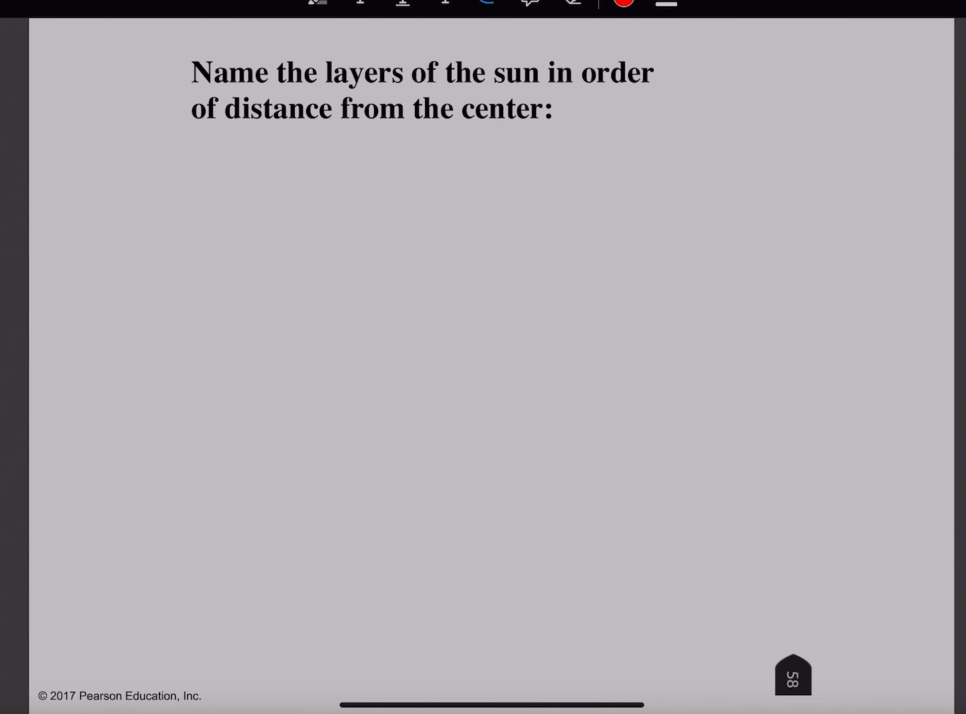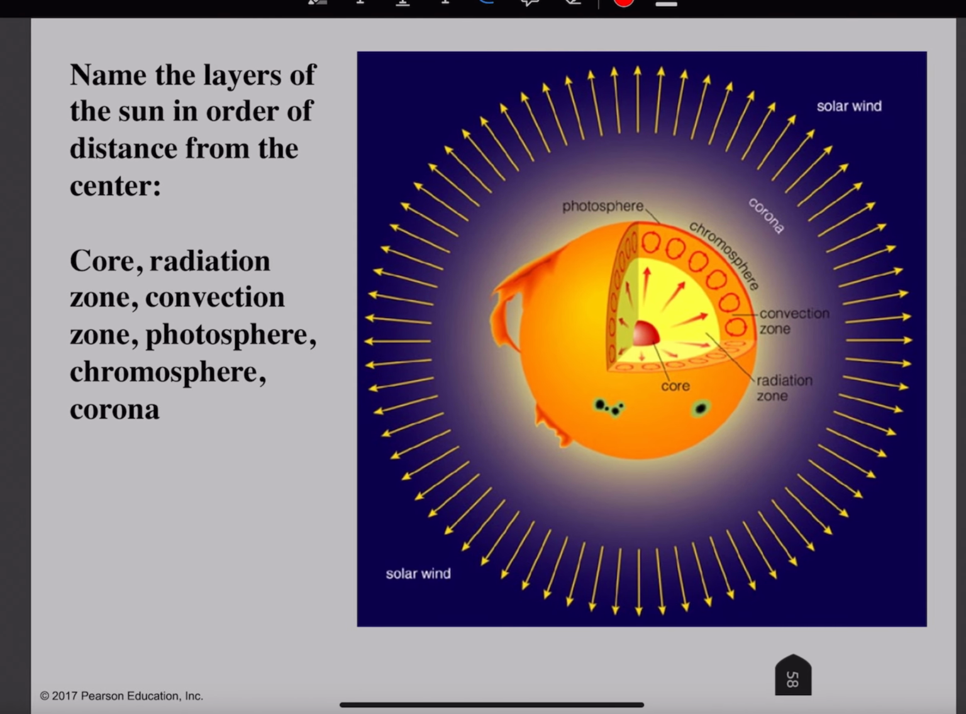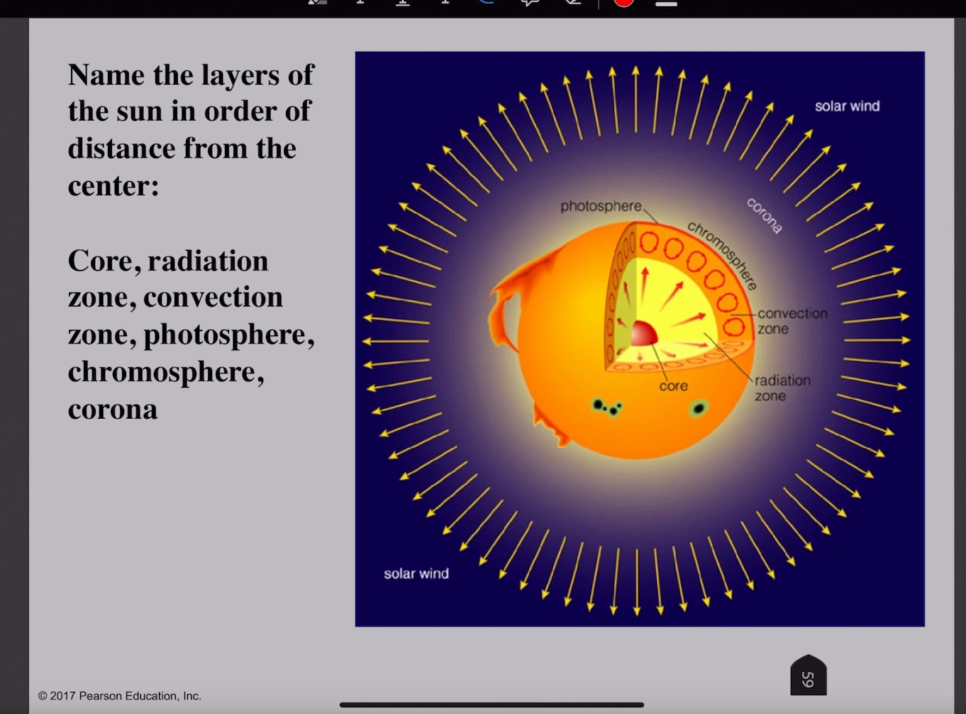Next one, name the layers of the sun in order of distance from the center of the sun. All right, so from the center of the sun outwards, you have the core, then the radiation zone, then the convection zone, and you reach the surface, which is the photosphere, and above that you have the chromosphere, and lastly you have the corona. So you can see them again here, from center all the way out to the edge.